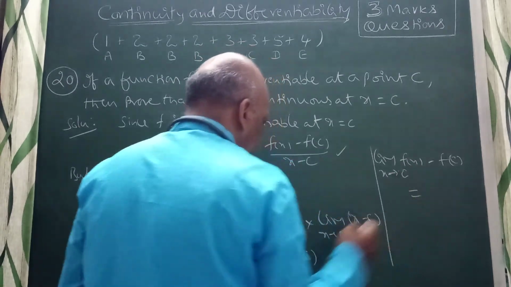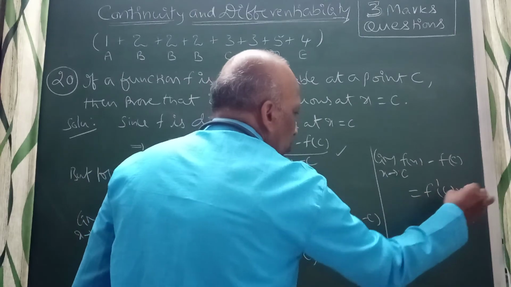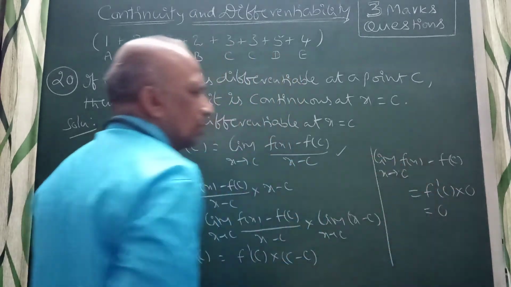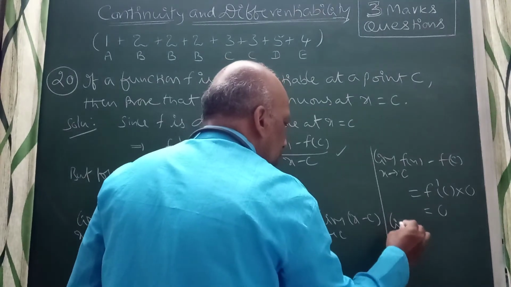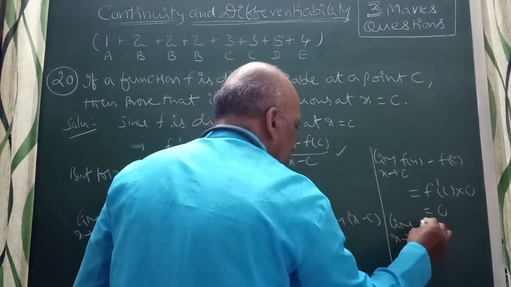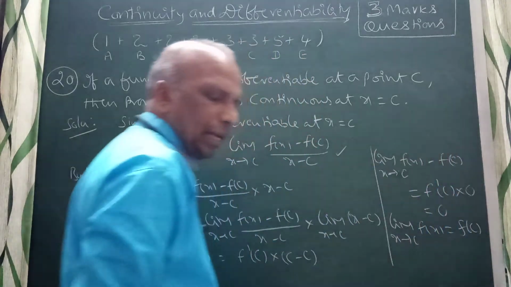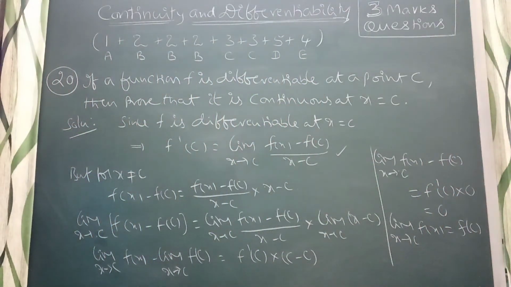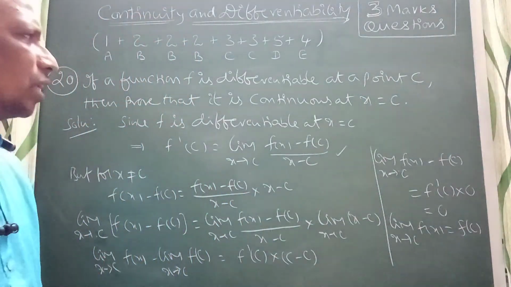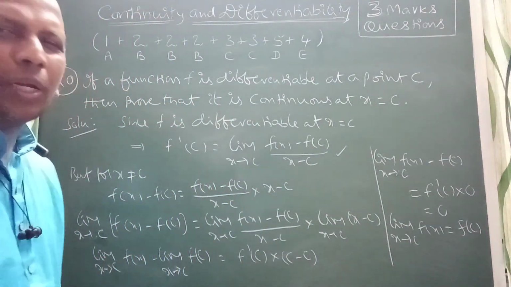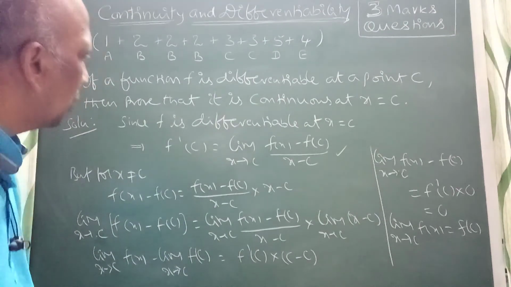You see, f dash of C into 0. That will be 0, right? F of C transfer that side. Limit x tends to C, f of x is equal to f of C. That implies f is continuous at x equal to C. Conclusion: f is continuous at x equal to C. Therefore, you can conclude that.